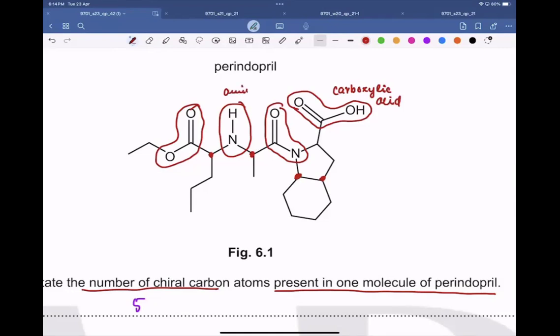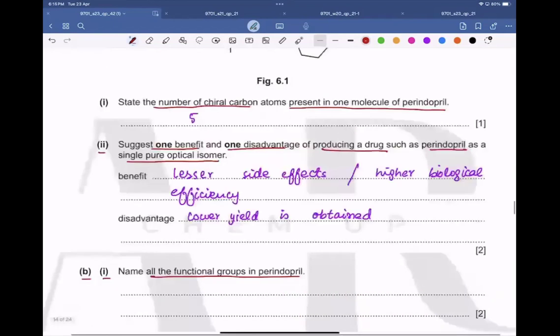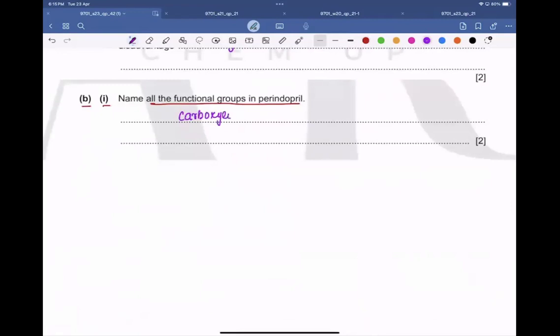So there are 4 functional groups, right? Carboxylic acid, amide, amine, and ester.